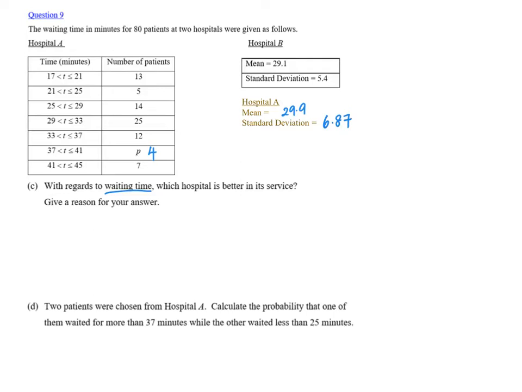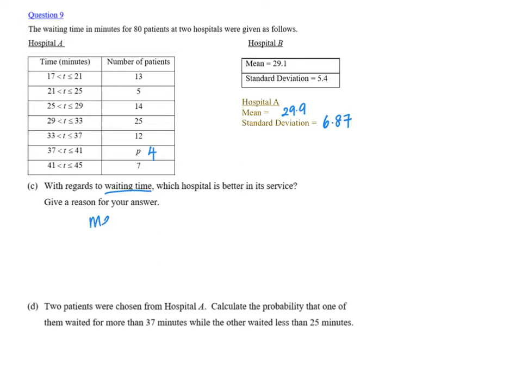So how do we compare which hospital has a shorter waiting time? Do I use the mean to compare the performance, or do I use the standard deviation to compare the spread? So in this case, I will use the mean. Mean is something like on average. So which hospital will have a better waiting time? Longer or smaller waiting time? The shorter waiting time. So that will be hospital B.